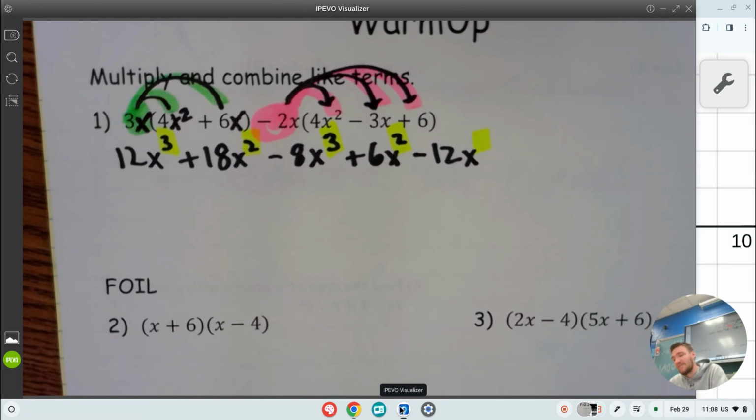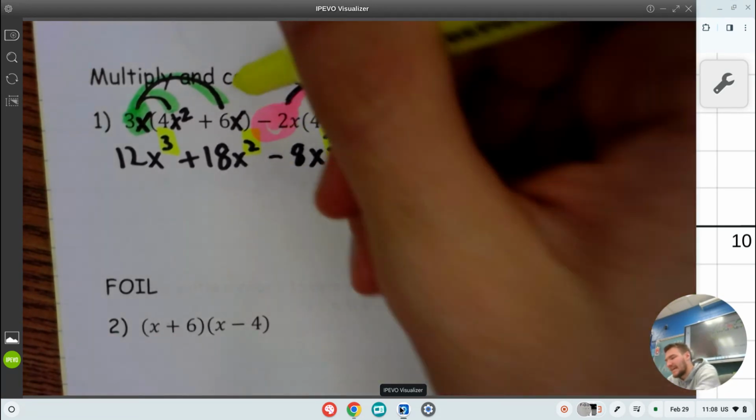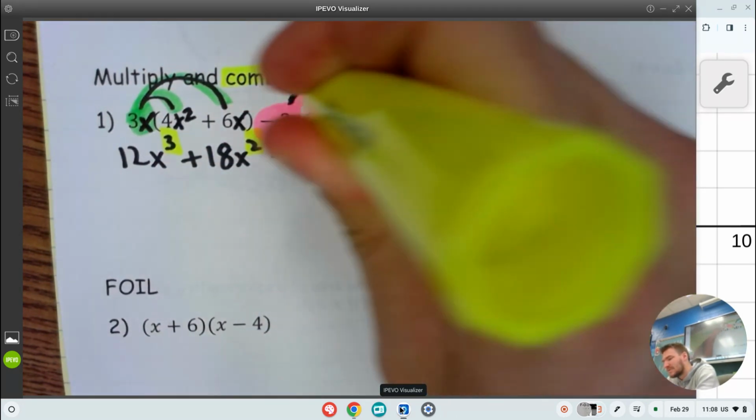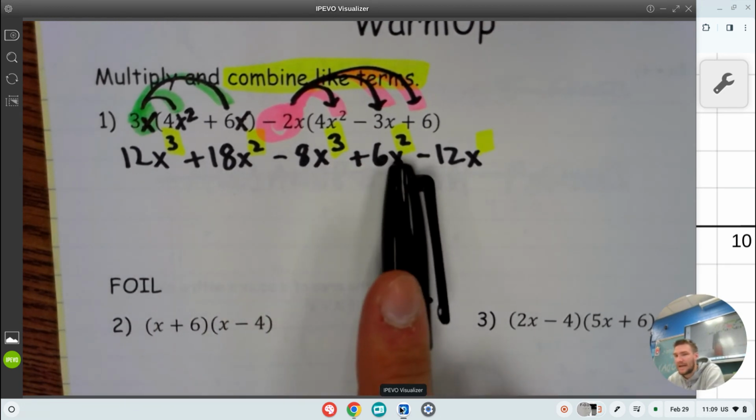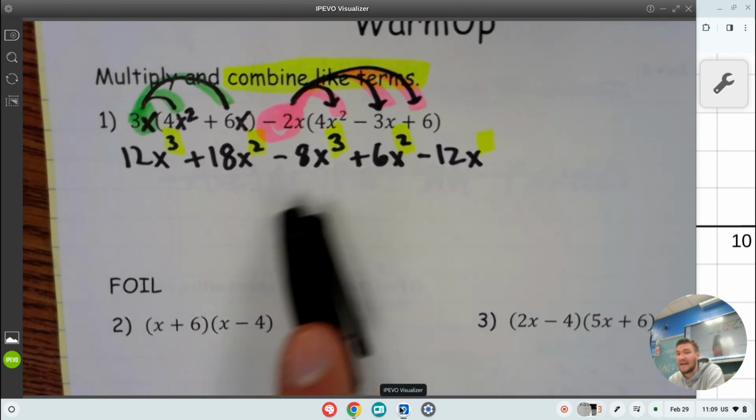Okay, now for this question, it does say to combine like terms, something we're going to be doing today. I'll be honest, I graded quizzes from yesterday, and we struggled with the combining like terms part. We did. We were real good at the multiplying part, and honestly, we were real bad at the adding part.